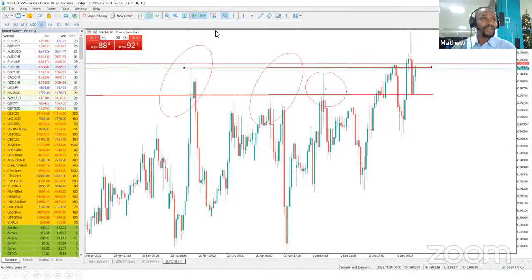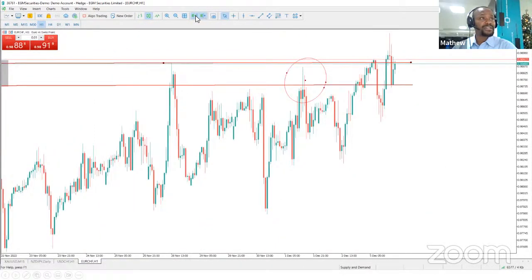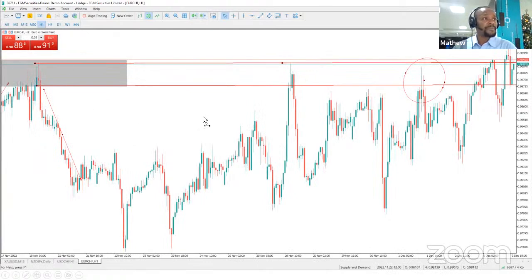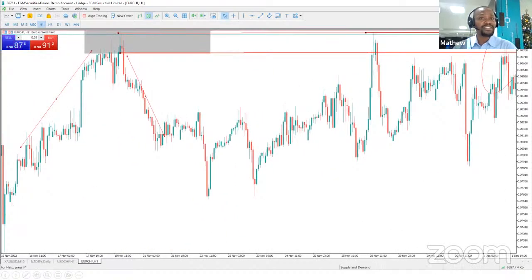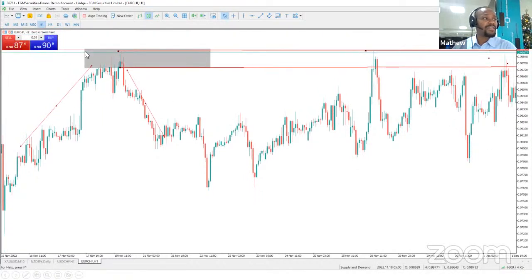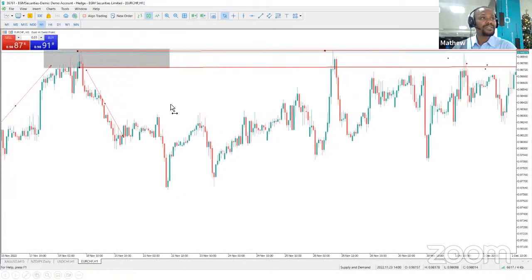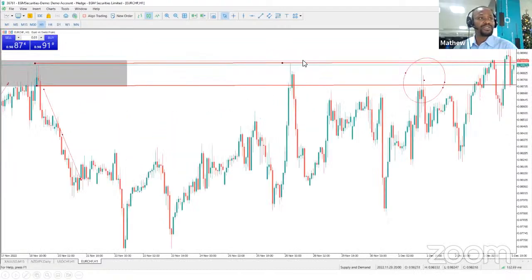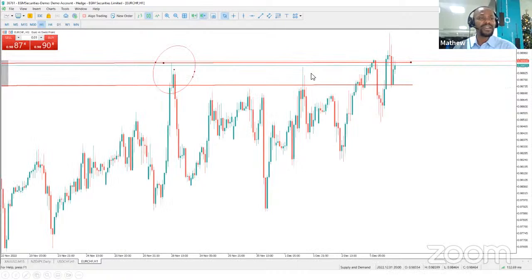Like in this case, if you look at the scenario I was talking about, this was the point I've marked, where we first noted that supply zone. Then on the first touch here, boom, it came up very nice, around 50 pips. Those other times it reached there did not have a very big move. So the most initial ones will give you good entries.